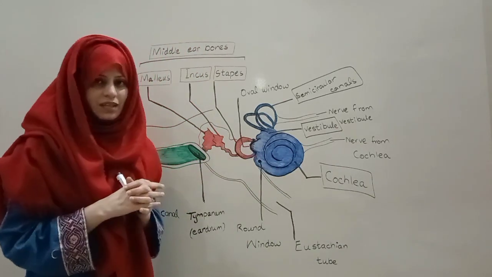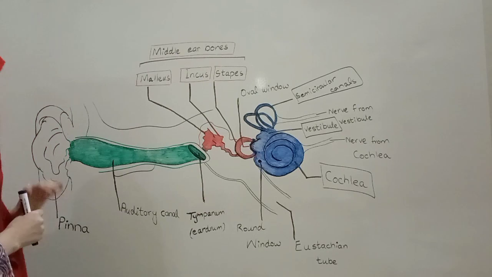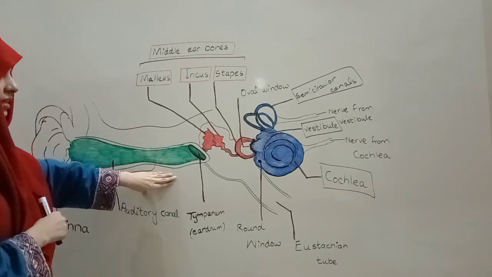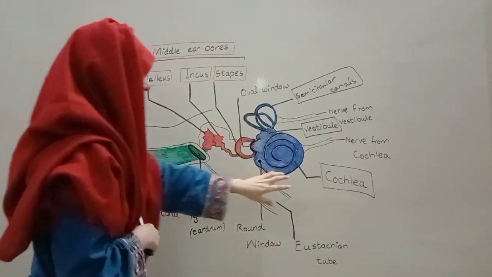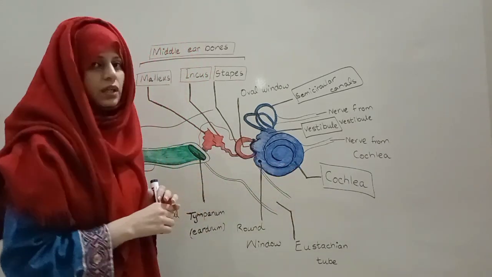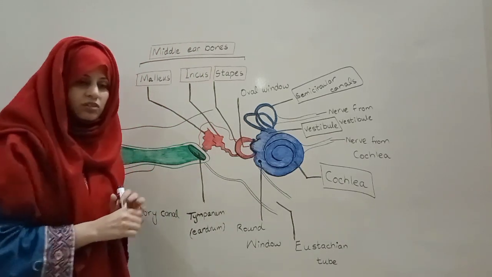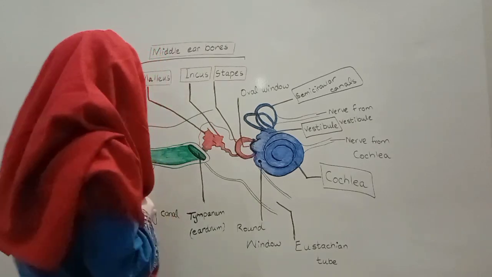For convenience, I use three colors to separate the three parts: green for the external part, red for the middle ear, and blue for the inner part of the ear. Let's talk about the first part, that is the external part of the ear.